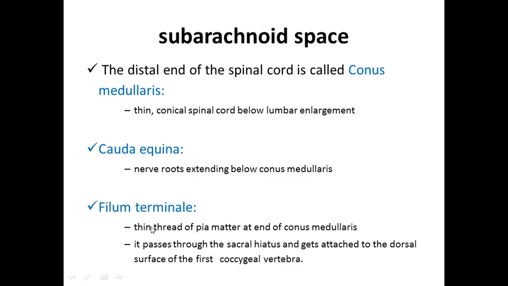Filum terminale is a thin thread at the end of the conus medullaris. As we said, it is adherent to the spinal cord. By the end of the spinal cord, the filum terminale forms a thin thread that extends in the subarachnoid space. It passes through the sacral hiatus, which is a hiatus at the lower end of the sacrum, and gets attached to the dorsal surface of the first coccygeal vertebra, and this part is called the filum terminale externum.